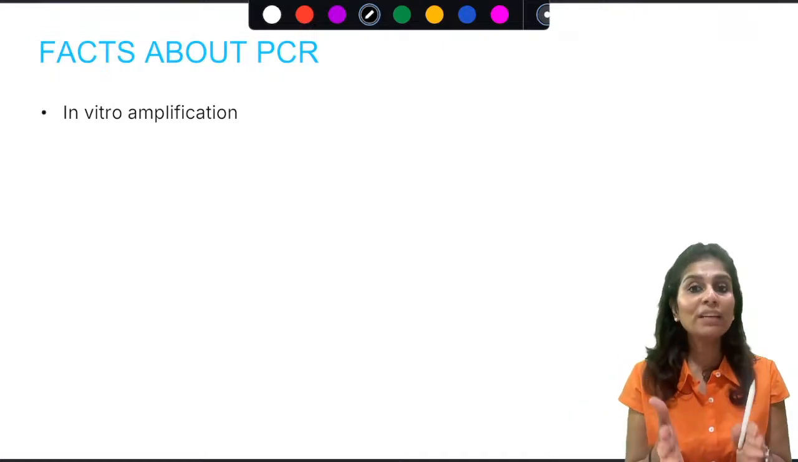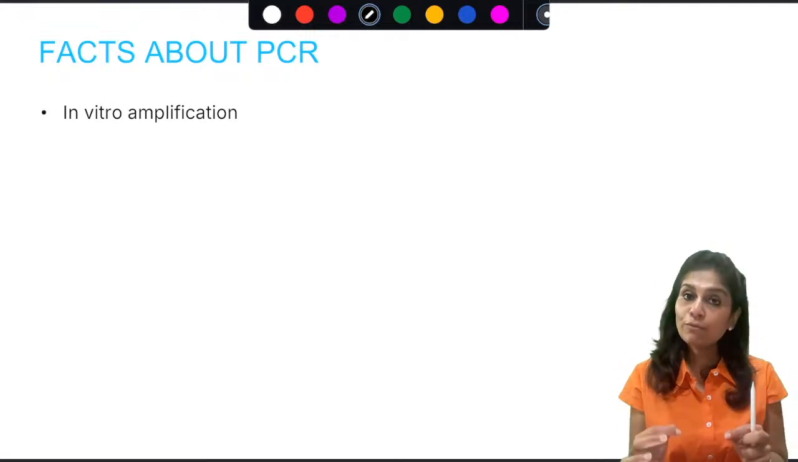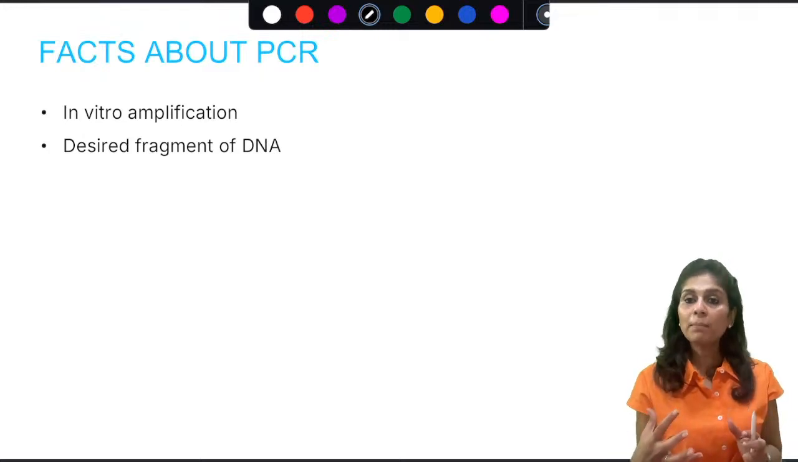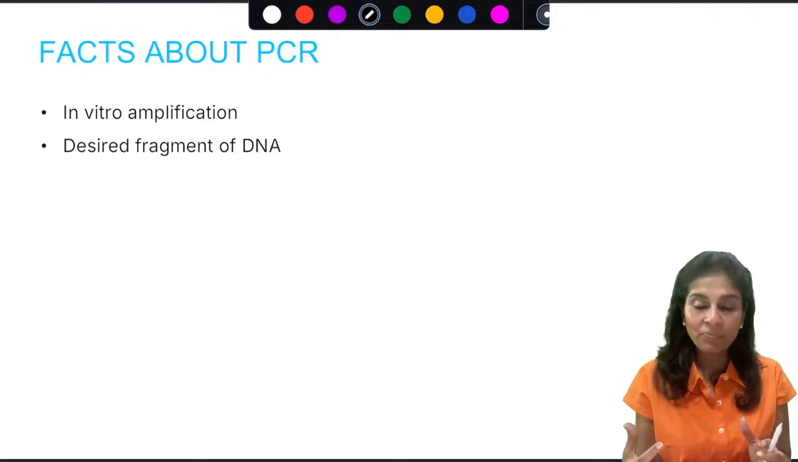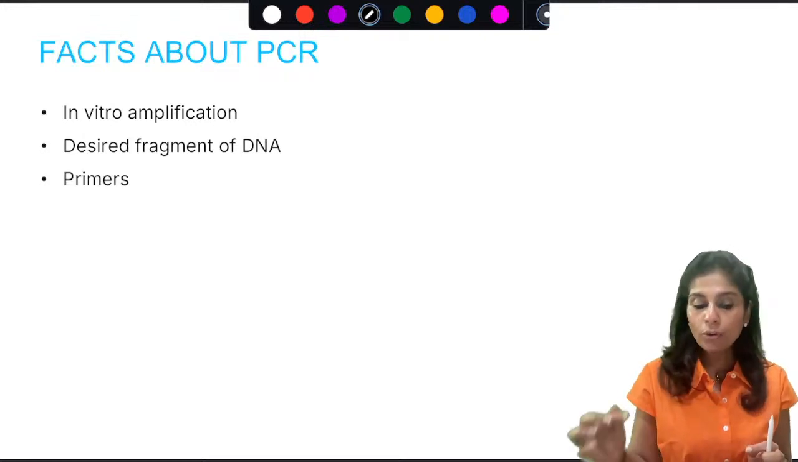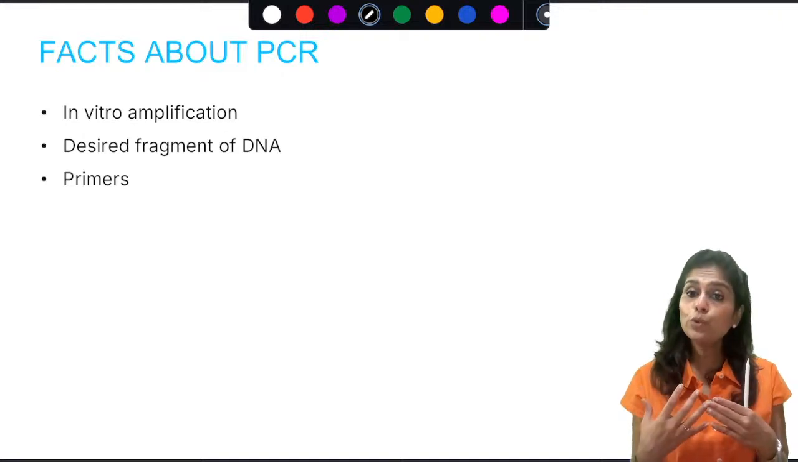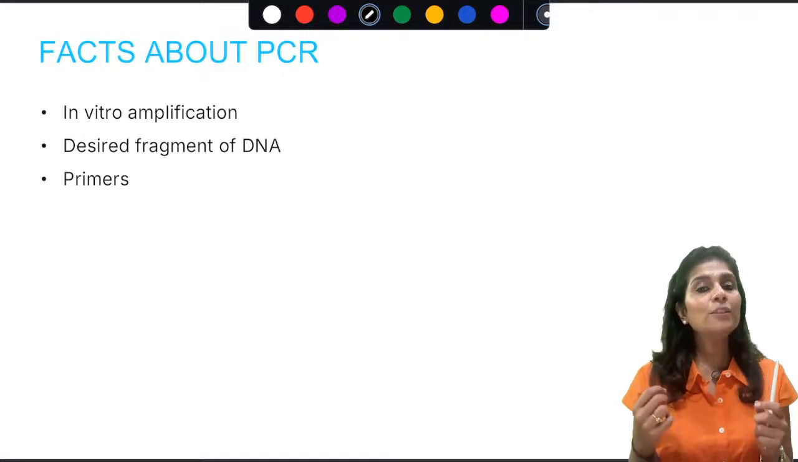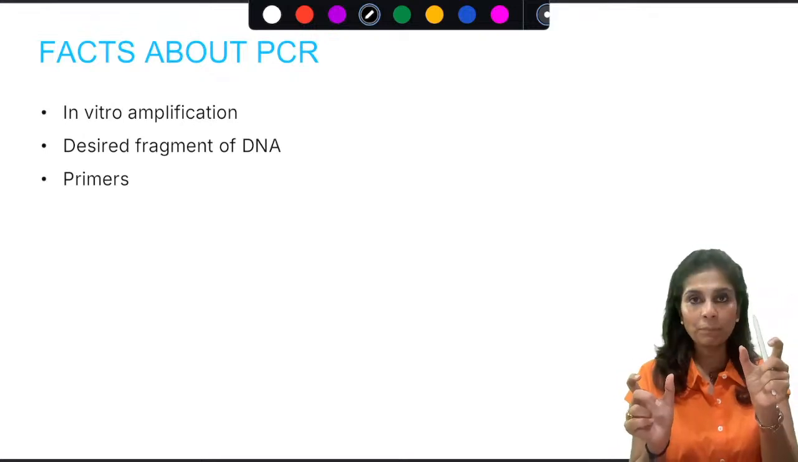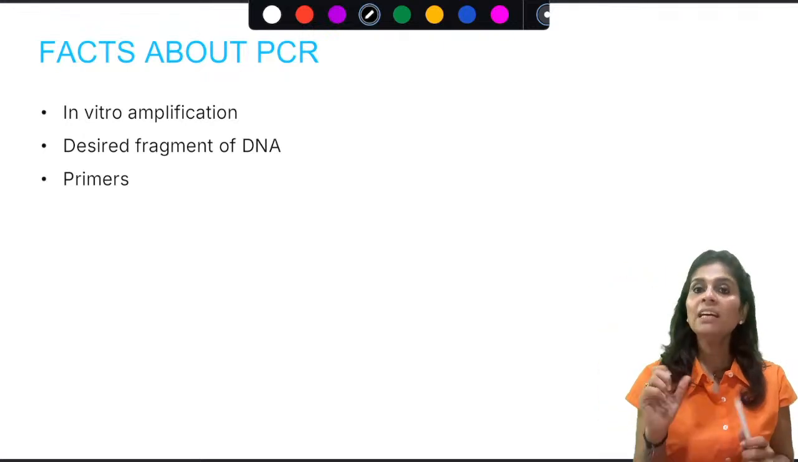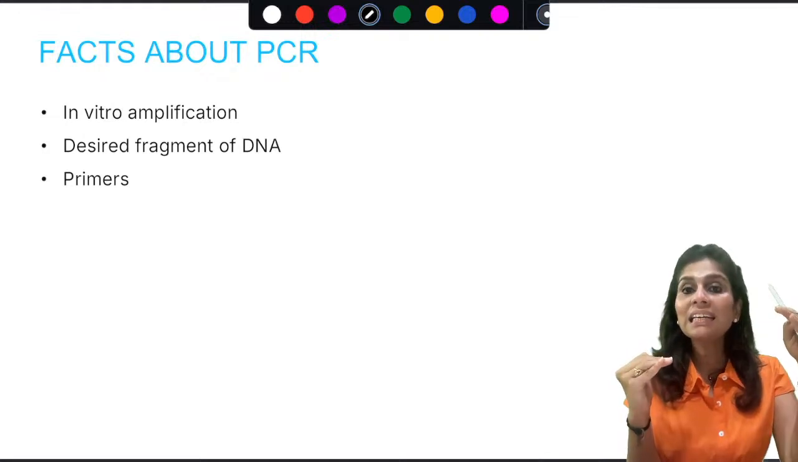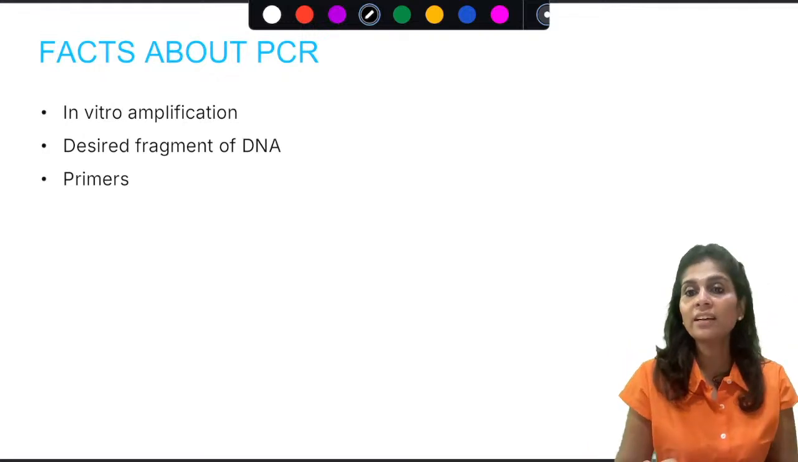So if you're asked to define PCR, your answer should be, it is in vitro amplification of a desired fragment of DNA. And if you're asking me, how do we specify what we want? We specify what we want by constructing specific primers. So how do you choose these primers? We choose these primers in such a way that these primers are complementary only to the flanking sequences of the desired fragment, right? Suppose this is the desired fragment, then I choose primers in such a way that these primers are complementary only to the flanking or the terminal sequences of the desired fragment.